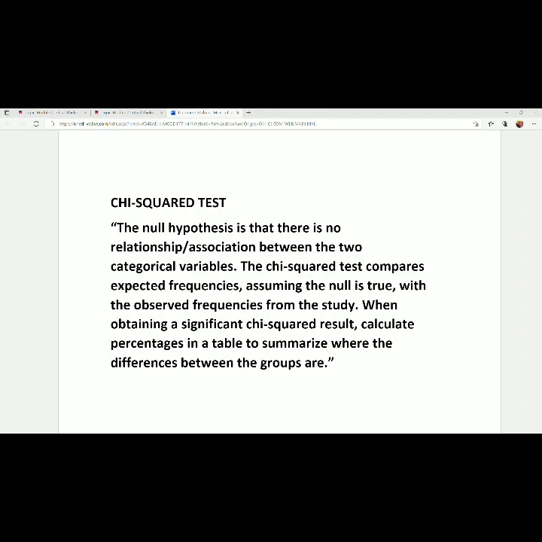Finally, when you have an independent and dependent variables that are both categorical, and you're assessing the relationship between the two, you will use a chi-squared test.